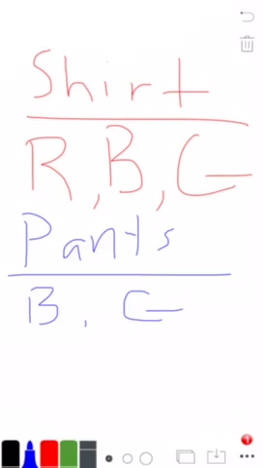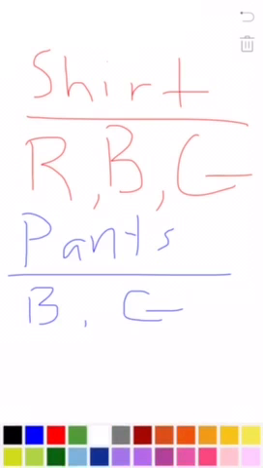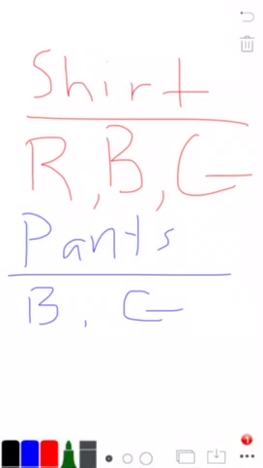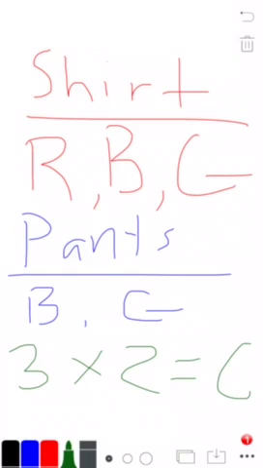We need to figure out how many combinations we could have for one shirt and one pair of pants. Well, I've got 1, 2, 3 shirt colors. So I'm going to do 3 times 2 pants colors. So 3 times 2. My answer is 6. So with those shirt colors and those pant colors, I could have 6 different combinations of one shirt and one pair of pants.